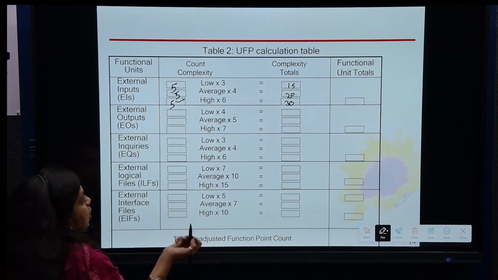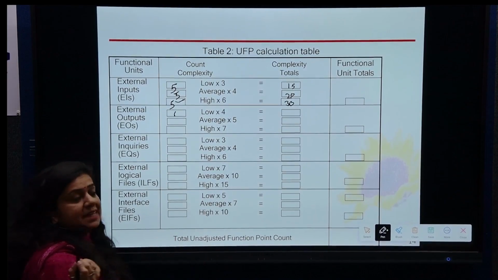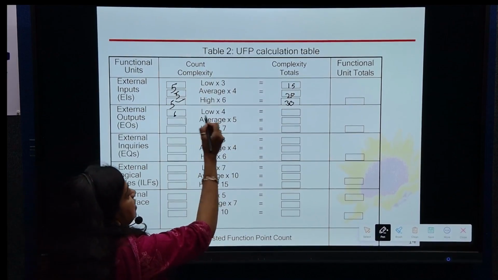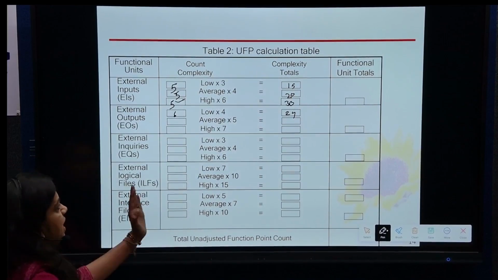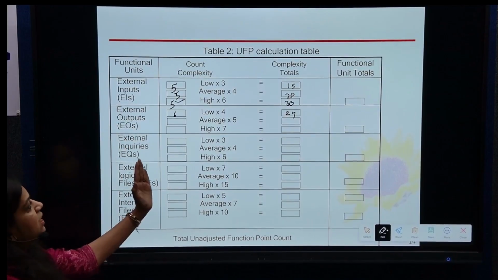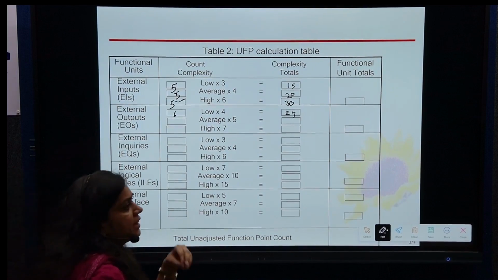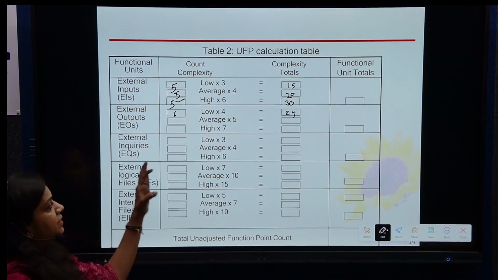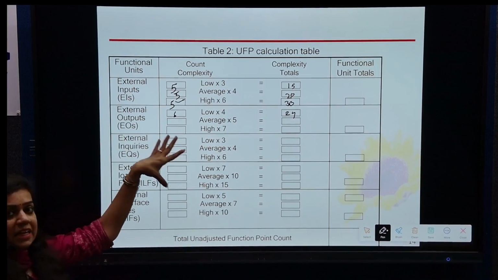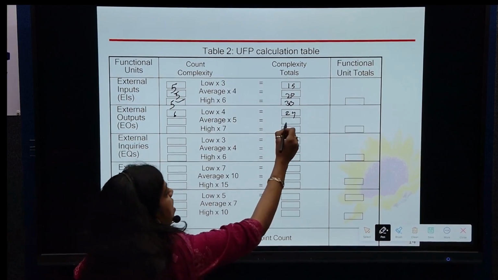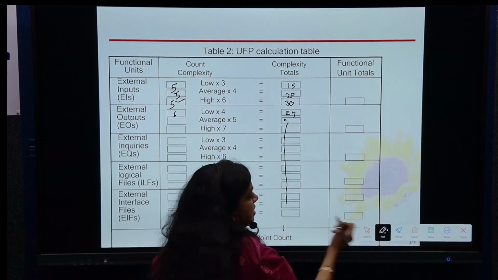In case of outputs, if there are total 6 outputs and its complexity is low, then 6 will be multiplied with 4 and we will get 24 as complexity total. In this way, we will calculate as per the count complexity given in the question. Whether it's low, average or high totally depends on the question or the organization that is setting its criteria. In this way, all other complexity totals will be calculated and in last it will be summed up.